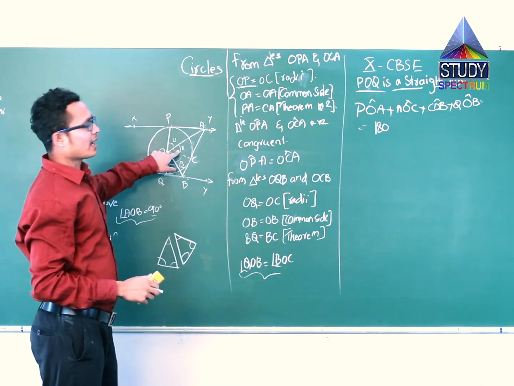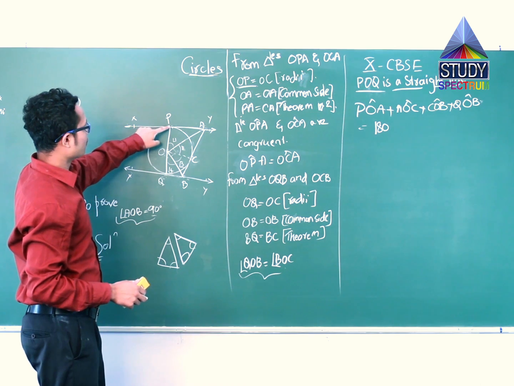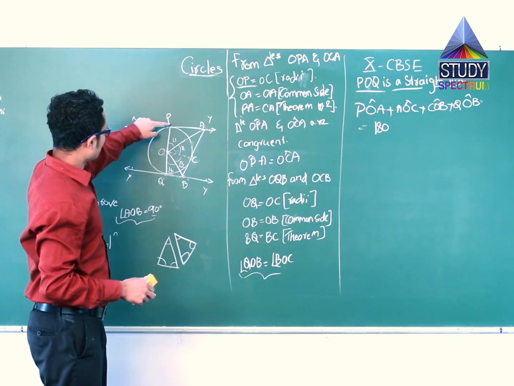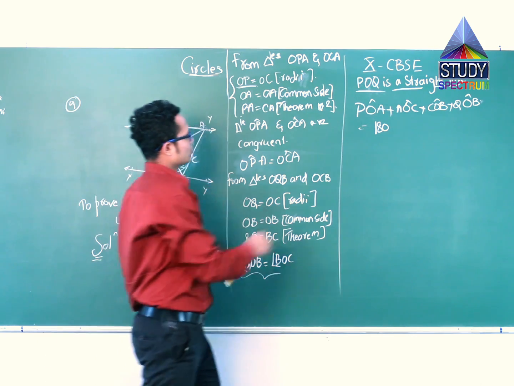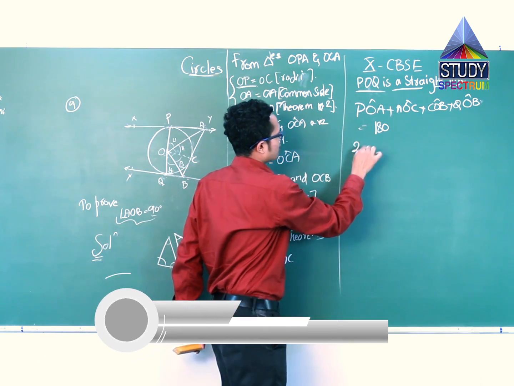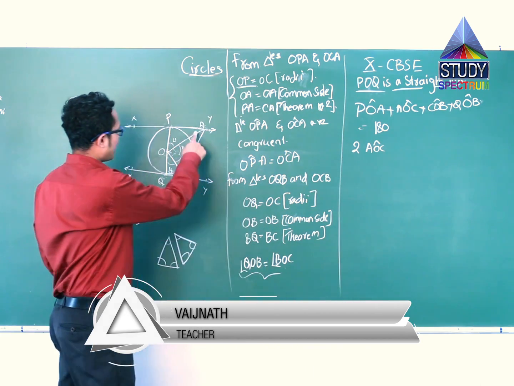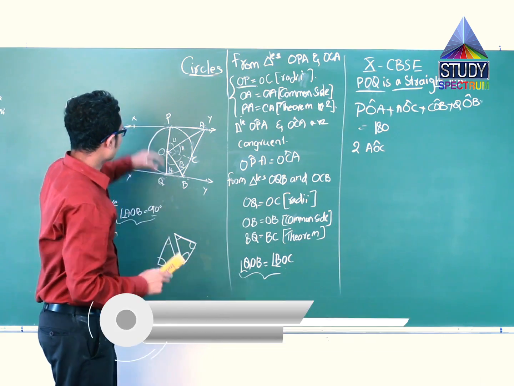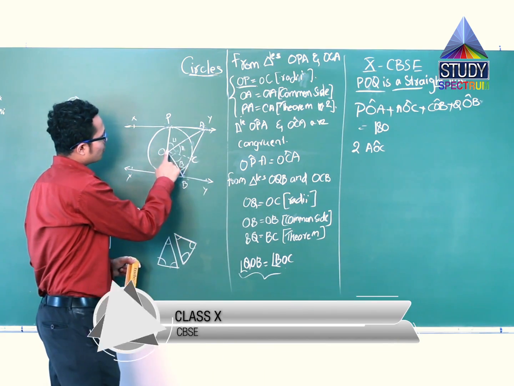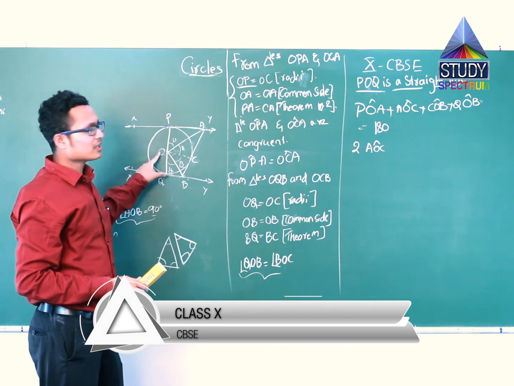Now angle 1 is equal to angle 2. I have proved that these two triangles are congruent. So in place of POA, I can write angle AOC. So that gives me 2 times angle AOC. I hope you're understanding. See what have I done here? I've proved that triangle APO and triangle ACO are congruent. So therefore the corresponding angles will be equal.